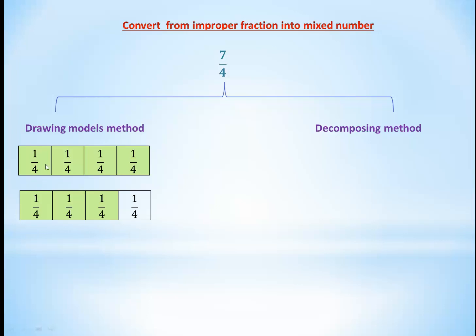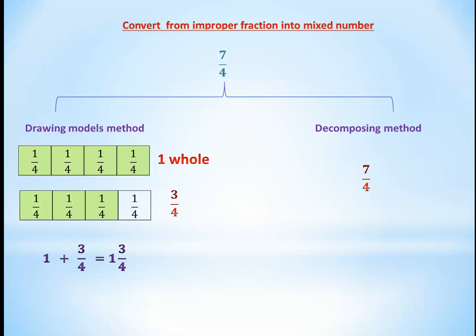So we have now how many? 1, 2, 3, 4. 1, 2, 3. So it will be 7 fourths. So this is 1 whole and 3 fourths. 1 plus 3 fourths equal 1 and 3 fourths.